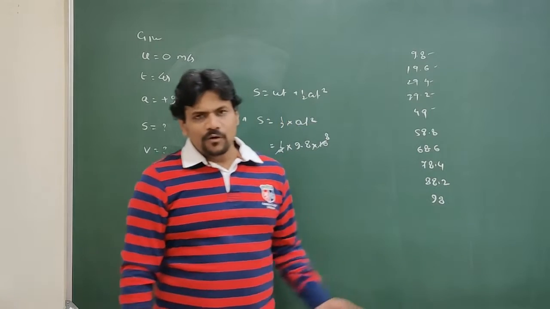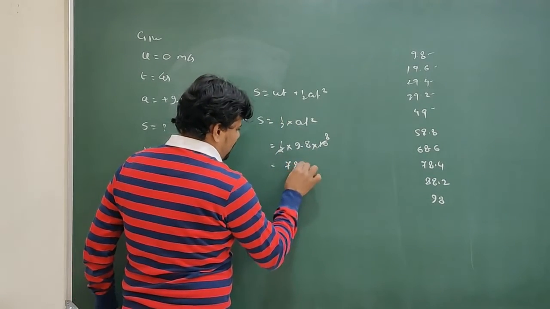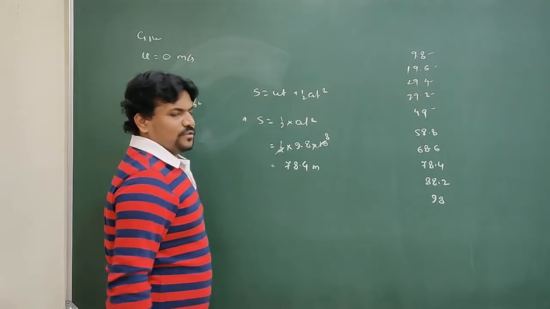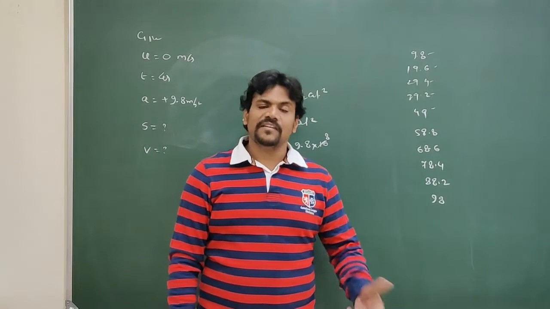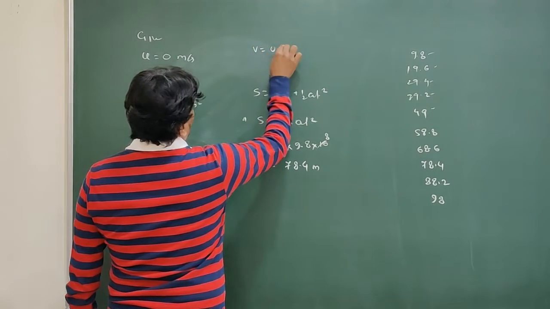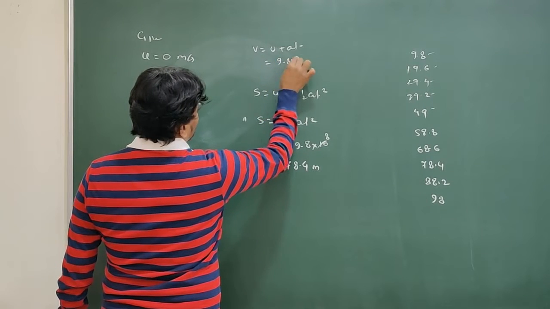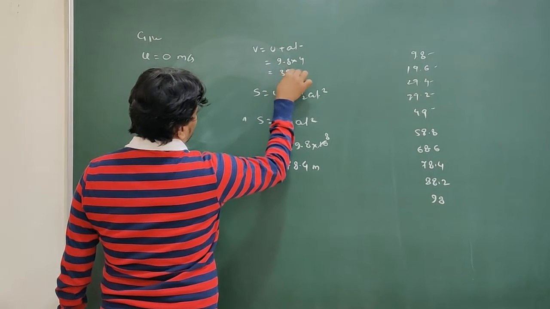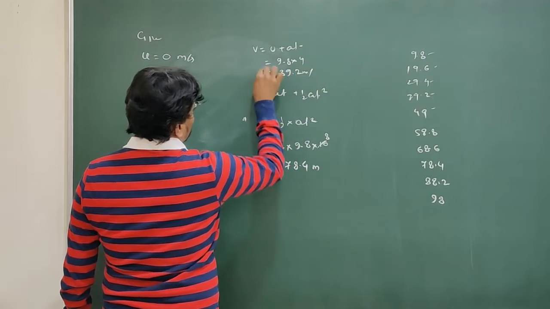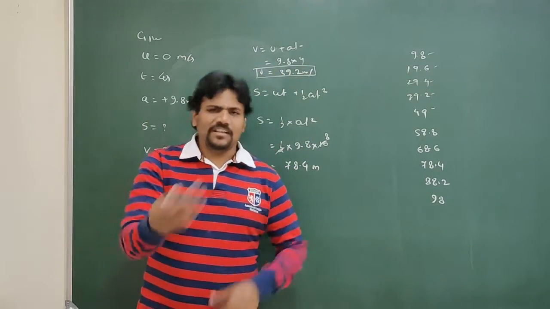Now if you are able to, it will be easy for you. For me, answer is 8G, which is 78.4 meter. So the height from which it was dropped is 78.4 meters. Now V equals to U plus at, it is simply. So U was 0, at is 9.8 into 4, 4G is 39.2. So 39.2 meter per second becomes your answer. Simple logic. Let's have another question.